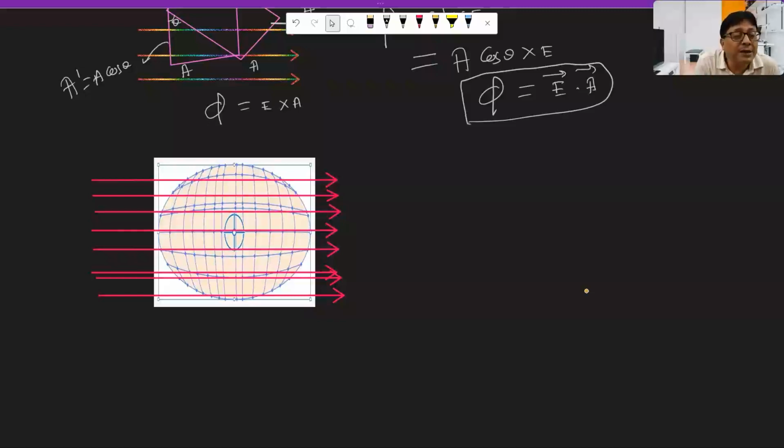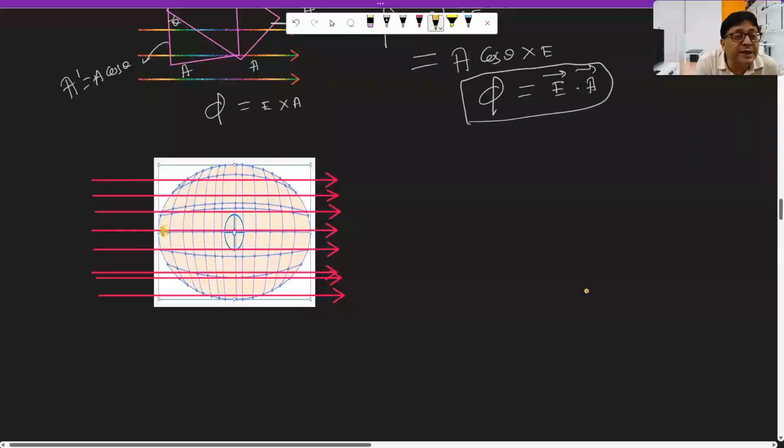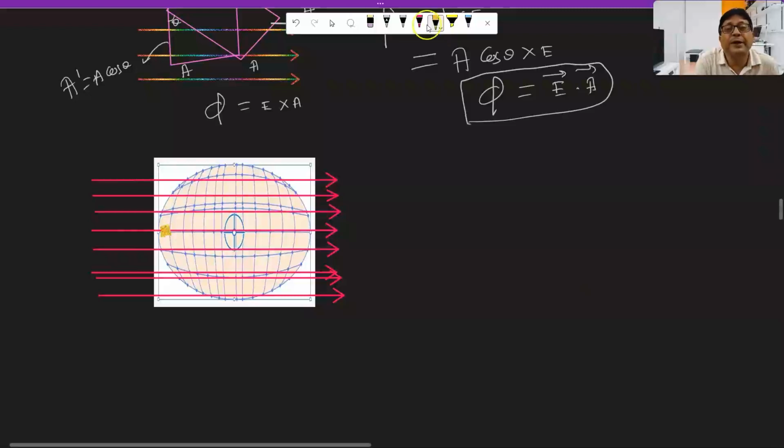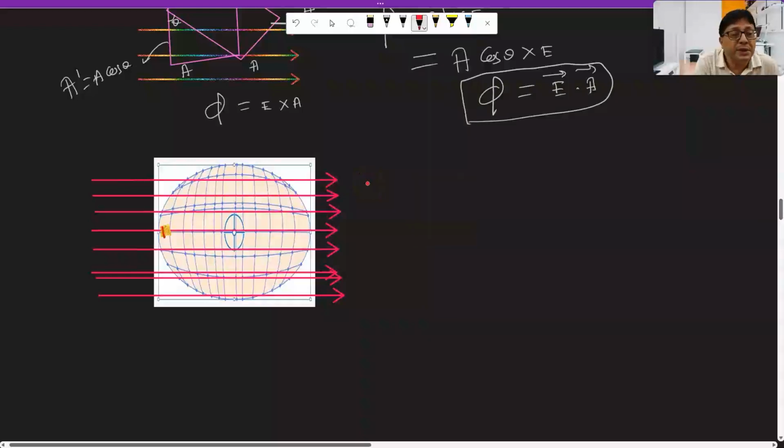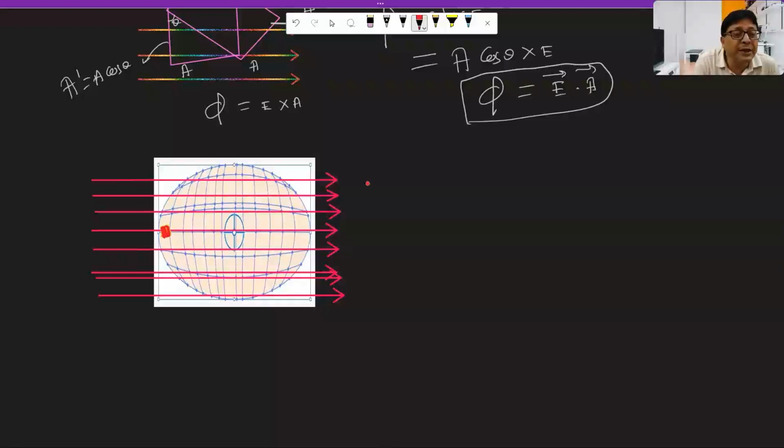Imagine one small area is taken here. Okay? One small area is taken over there. One small area taken here. One small area we are keeping this manner.